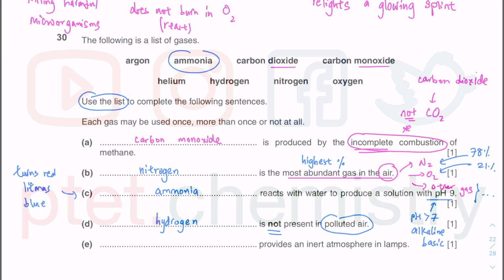Next up, provides an inert atmosphere. Inert meaning unreactive, that means stable. So this would be your noble gas. This is actually argon. Argon is used to fill light bulbs or lamps.